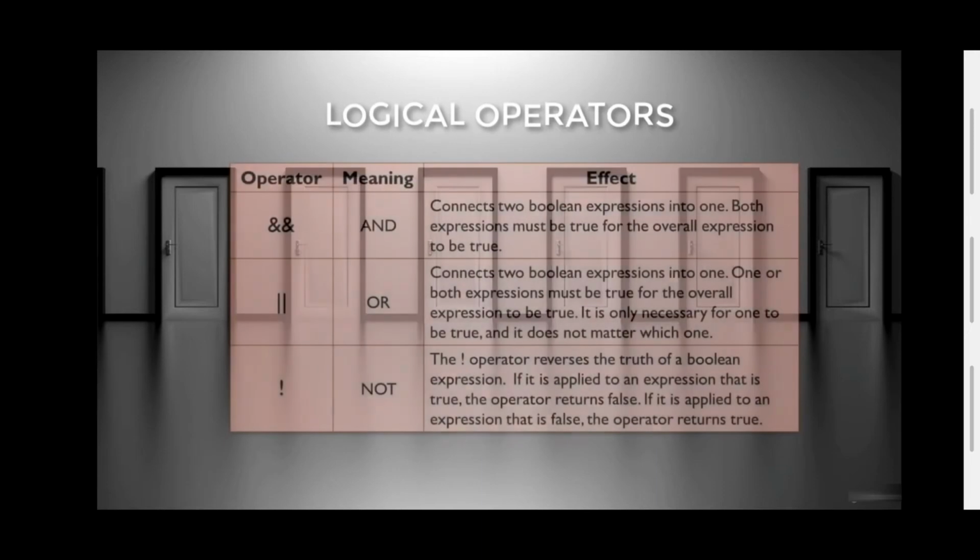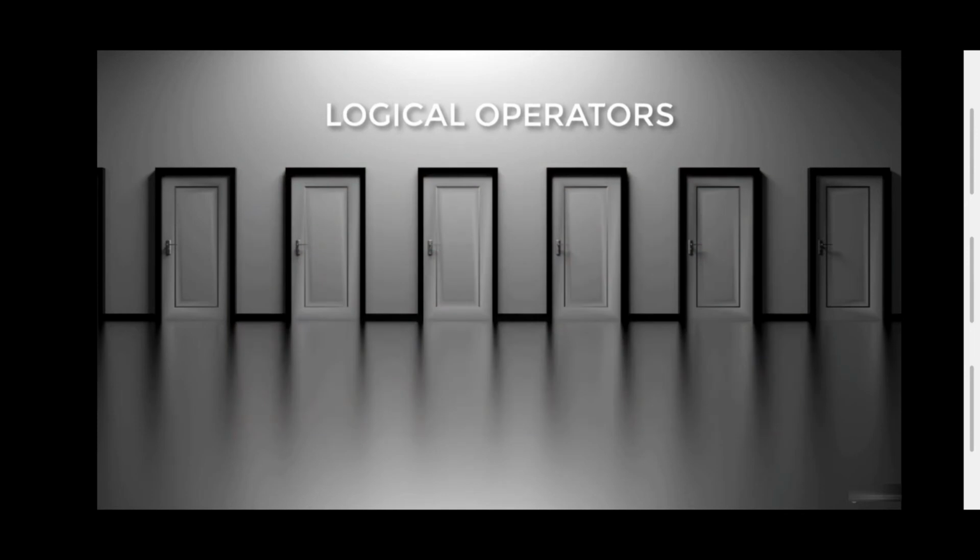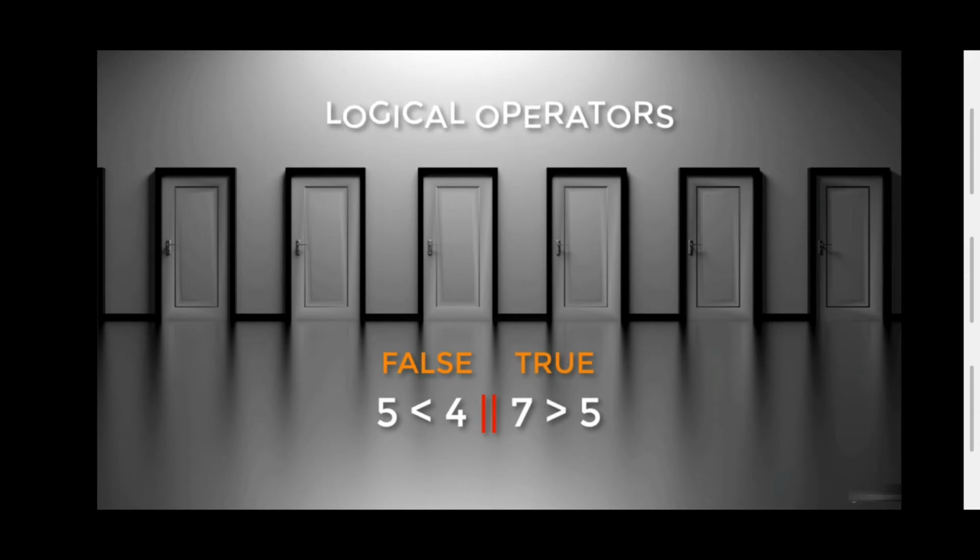Now the OR operator also connects two Boolean expressions, but in this case, one or both of the expressions must be true for the overall expression to be true. Let us ask the same question as before, but now let us use the OR operator. 5 less than 4 or 7 greater than 5. In this case, 5 is not less than 4, and that expression would be false. So the left side of the OR operator is false. Now 7 is more than 5, so the expression on the right side is true. This gives us false or true, which will make the whole question true.